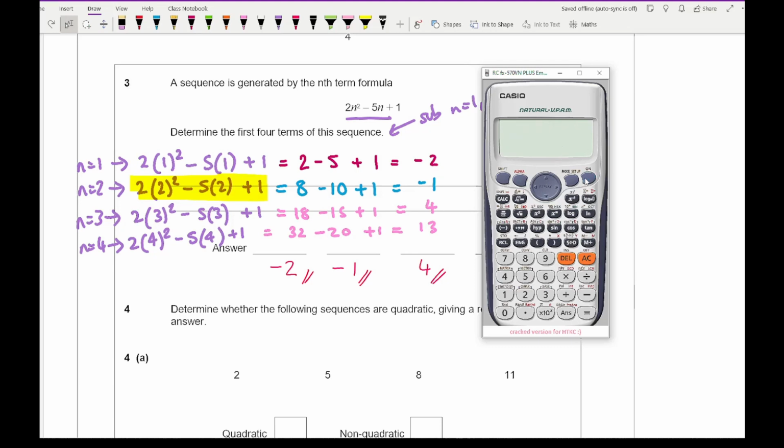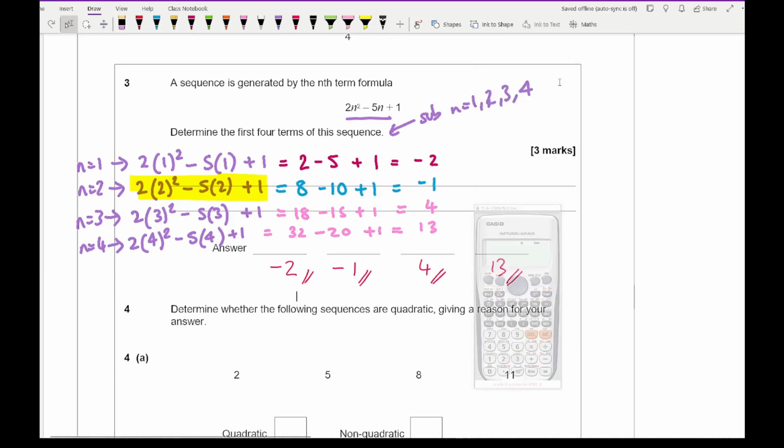Then to get back to the original function of your calculator, to reset it, just press the mode button again, then press comp, and it should reset your calculator back to non-table mode. But that's how you can do this question on your calculator.